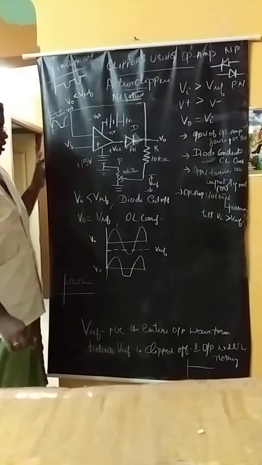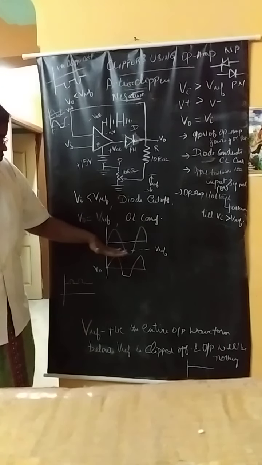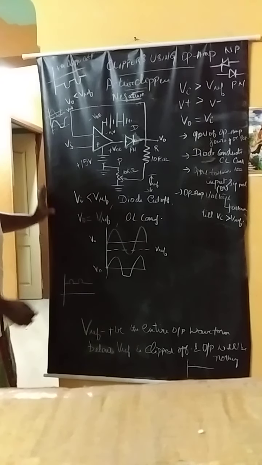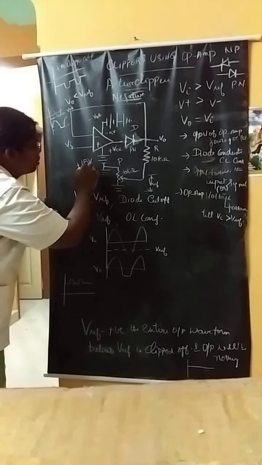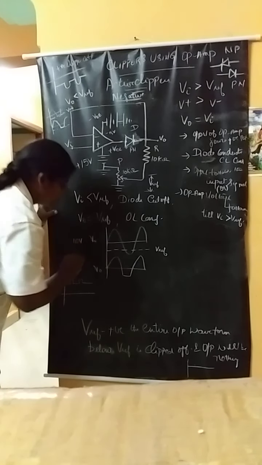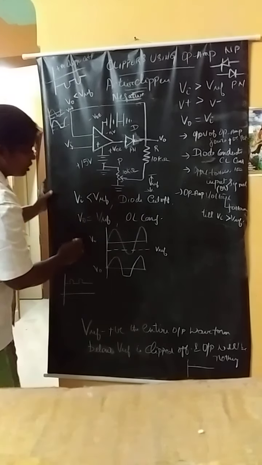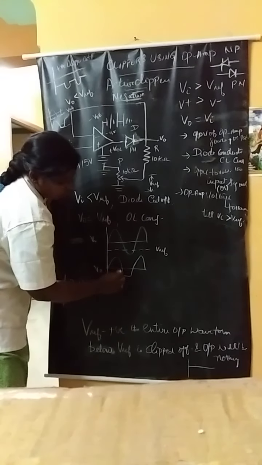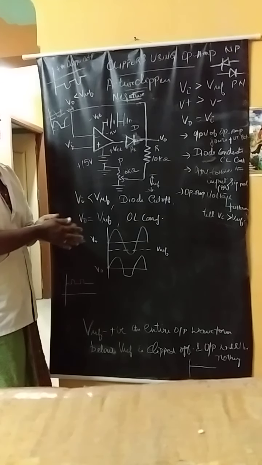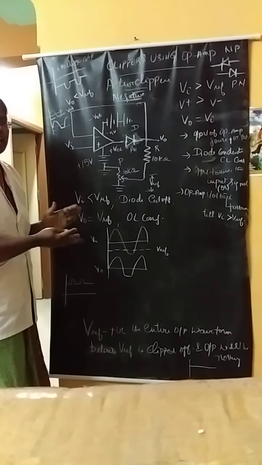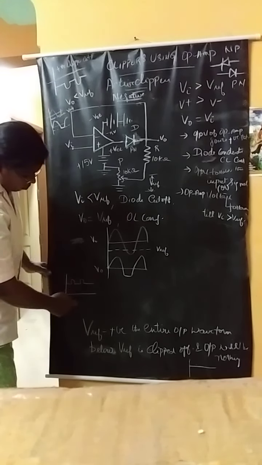Now this is the input voltage waveform. For the portion to be clipped, we give a reference voltage, say the input voltage is 50 volts and the reference voltage is 10 volts or something like that. The portion lesser than the reference voltage will be clipped off, and the output voltage will be like this. So this reference voltage determines the clipping level for both the positive and negative clipper.